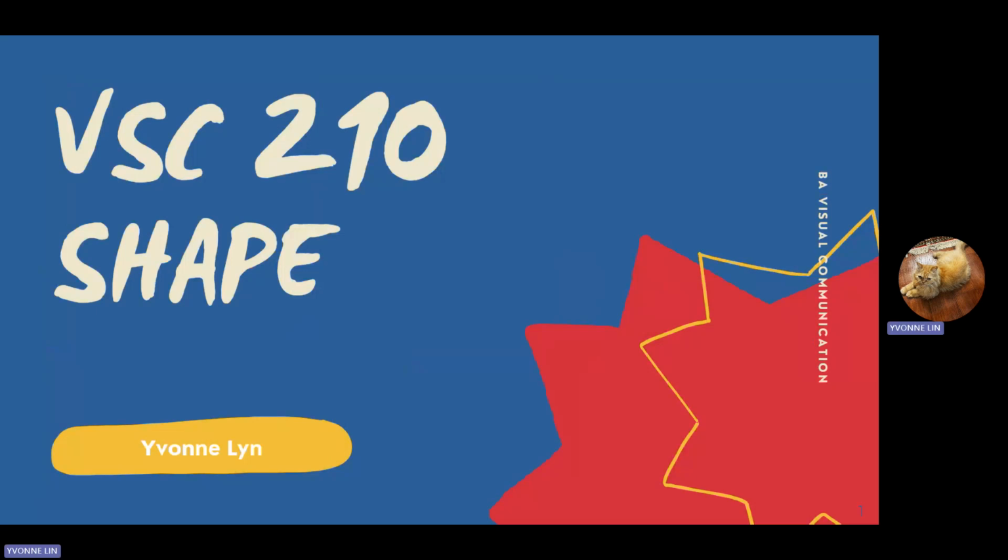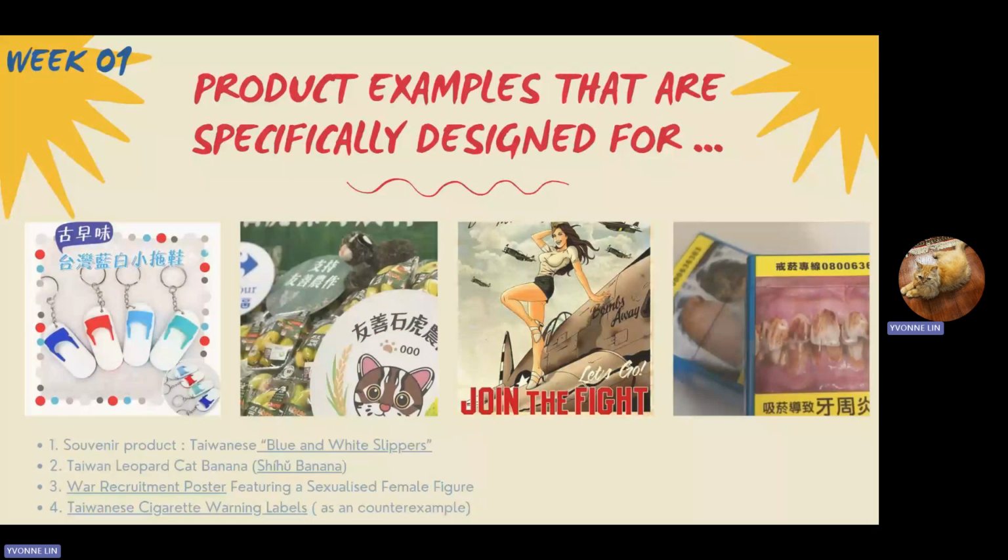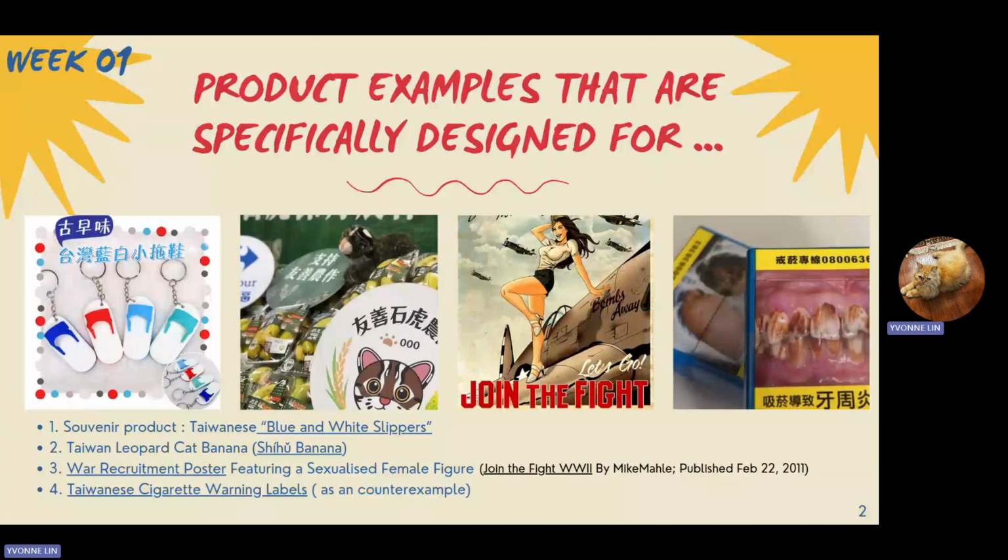Today I'd like to share my journey through the VSC 210 shape module. For the first project, I want to start by sharing four different examples of how products are designed for specific purposes. First is the famous souvenir, the Taiwanese blue and white slippers. As a souvenir, it transforms a cheap everyday object into a cultural symbol that connects with people's memories and identity.